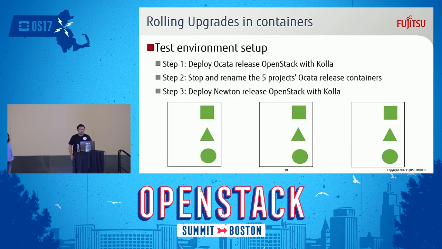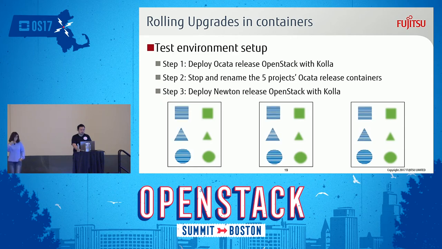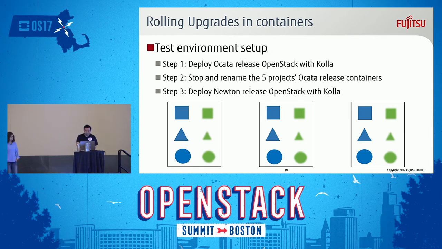So we finally found a workaround to do the rolling upgrade in the container environment. The first step is we deploy the Okata release with Kolla, and then we stop and rename the five project Okata release containers. For example, we rename the Nova API container to the Nova API Okata container. And then the last step, we deploy the Newton release OpenStack with Kolla.